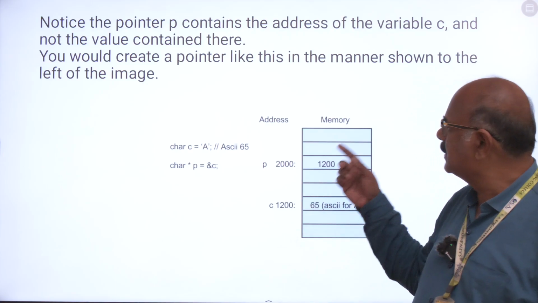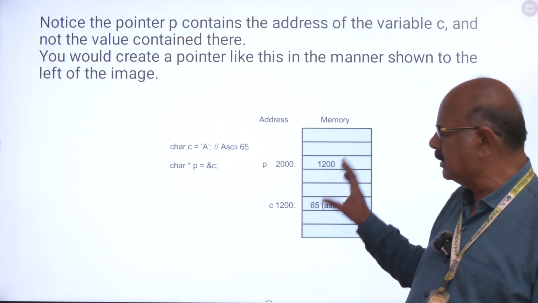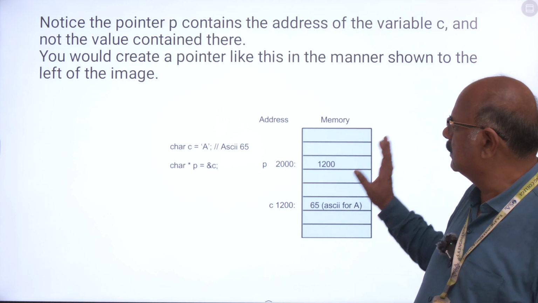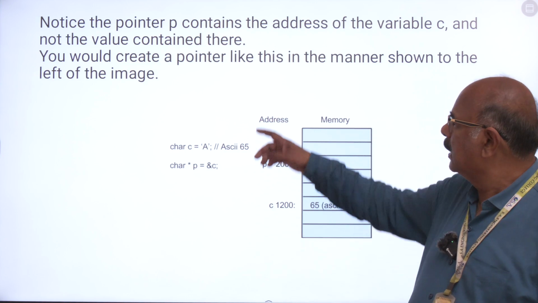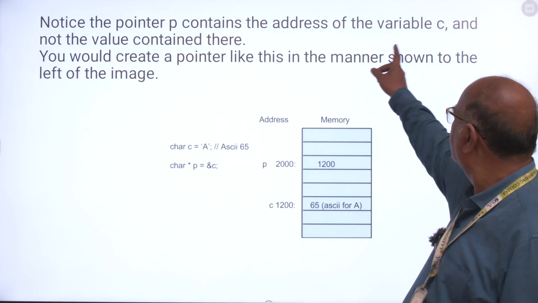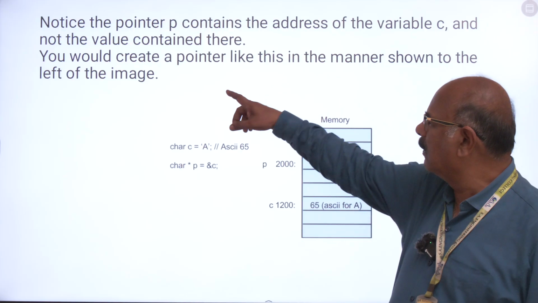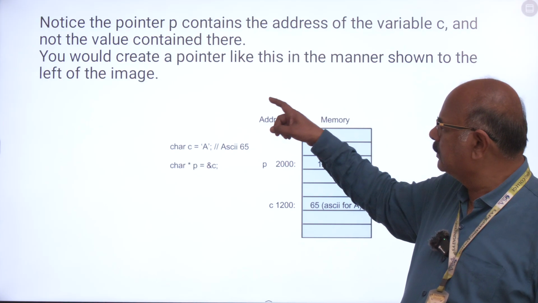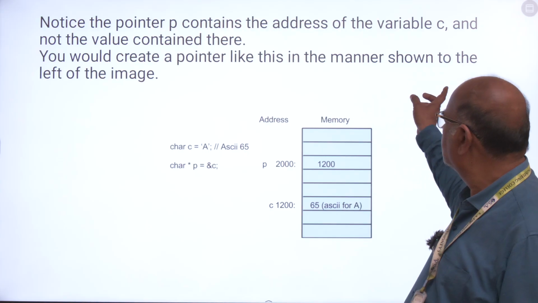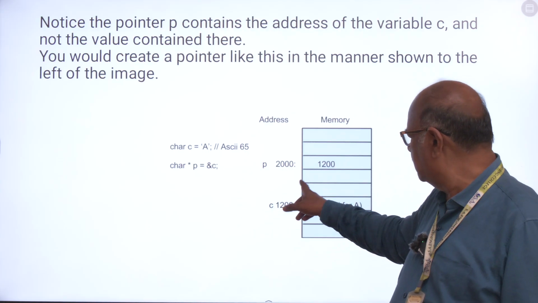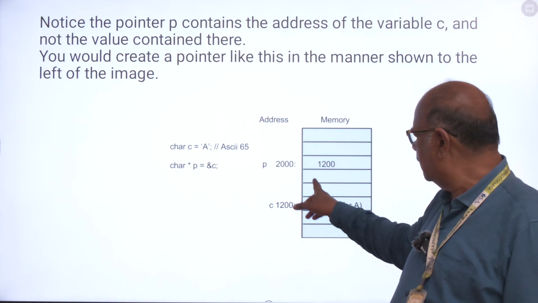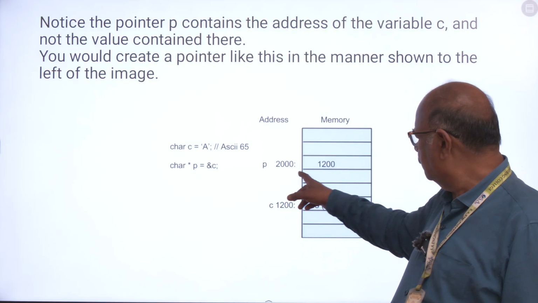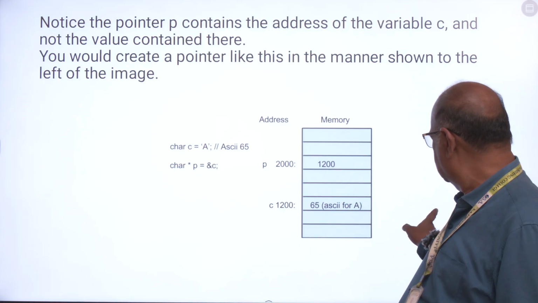Let us notice that it gives some rough idea about the pointer with a pictorial representation. Notice the pointer P contains the address of the variable C and not the value contained. You could create a pointer in the manner shown to the left of the image. It shows where the variable is stored, and that is what the pointer holds.